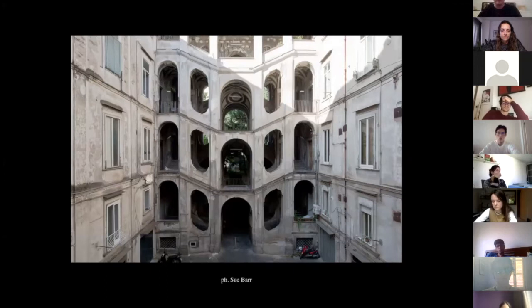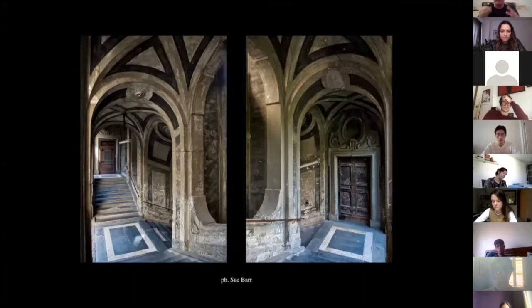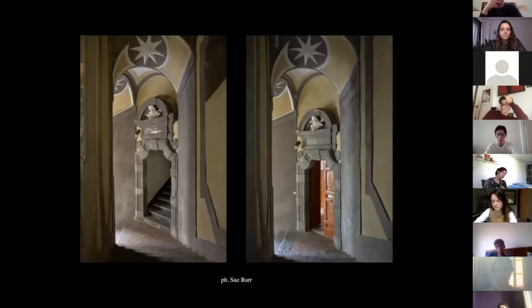Diptychs, for instance, of the interior, where you always have similar points of view, but from different levels. Here you see, for instance, the case of the San Felice Palace, and here perhaps an even more interesting case in the nuns' courtyard, where you see the exact same view taken from two different levels in the building. And you can barely identify the difference between these two photographs.